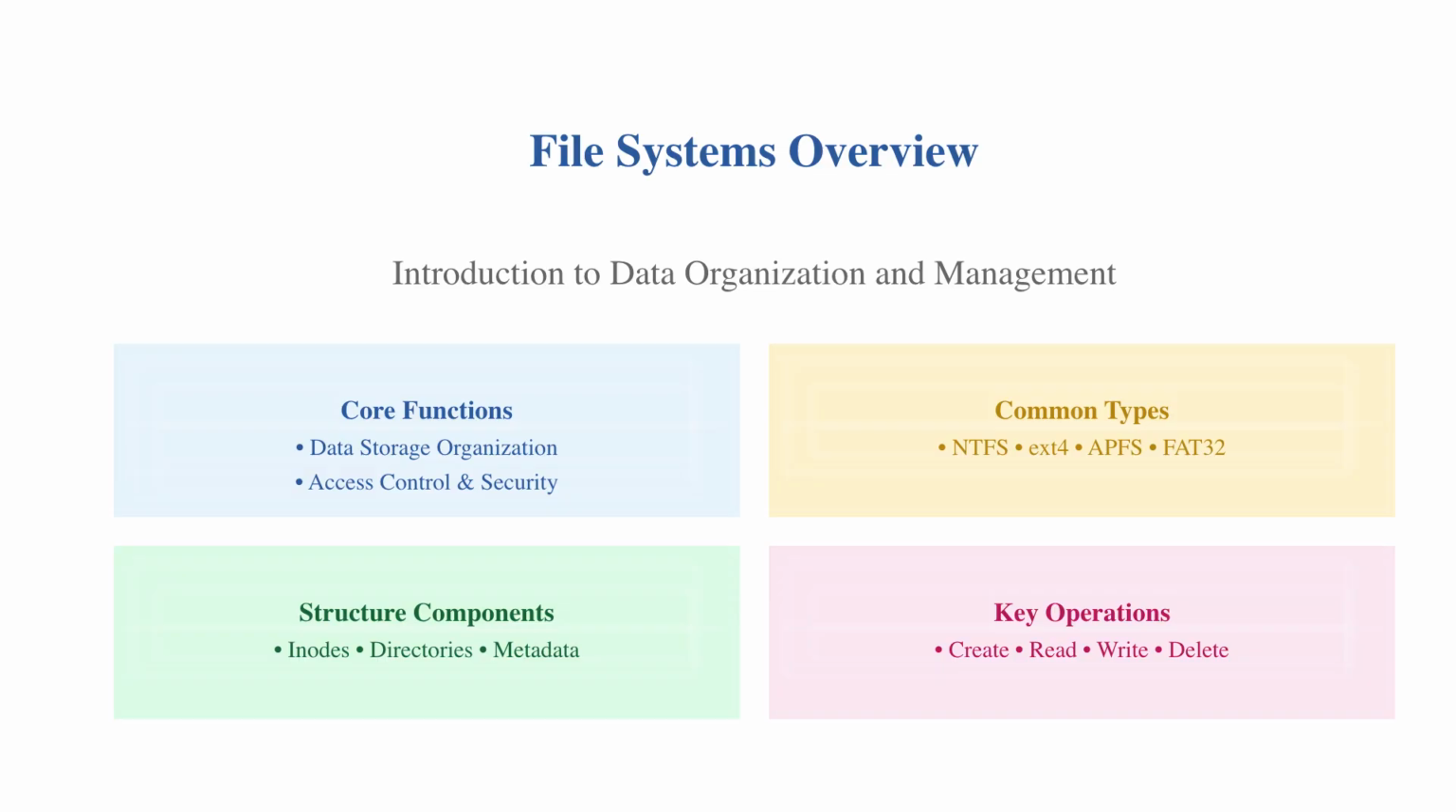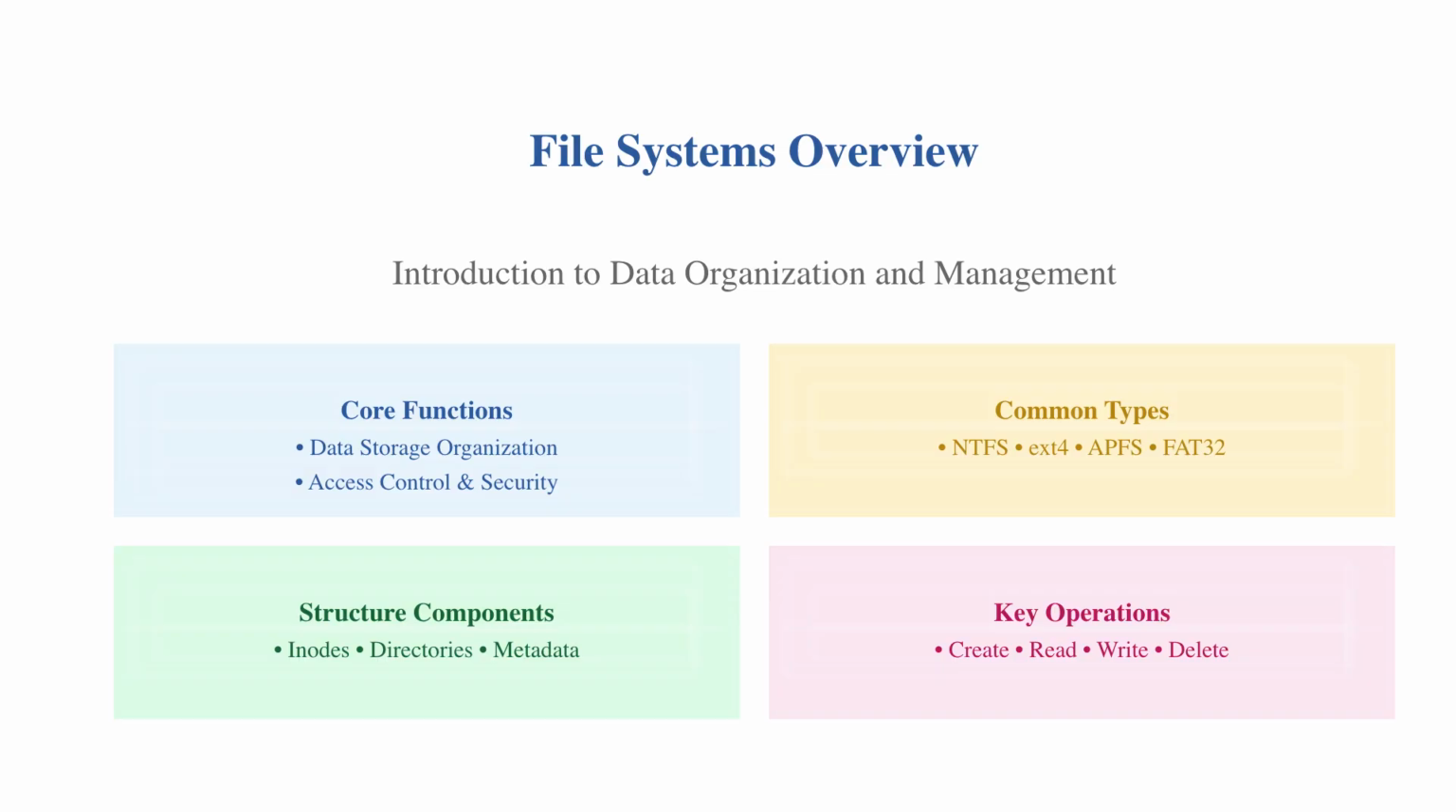Now that we've explored persistent storage fundamentals, let's dive into file systems, the critical layer that sits on top of storage devices and makes data organization possible. A file system is essentially the method by which an operating system organizes and manages data on storage devices. Think of it as the filing cabinet system for your computer. It determines how files are stored, accessed, and organized.